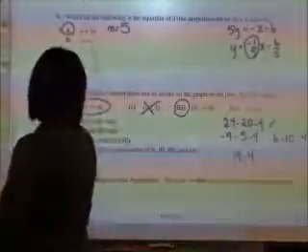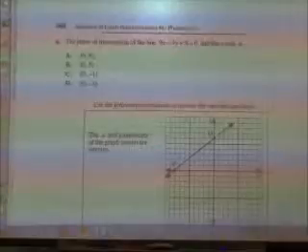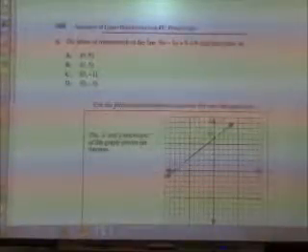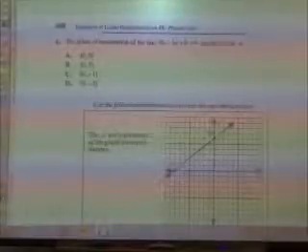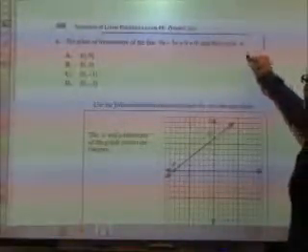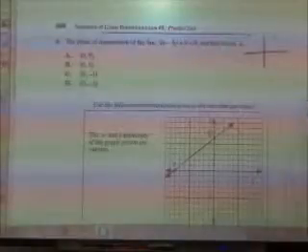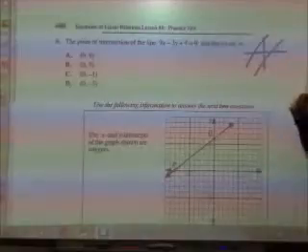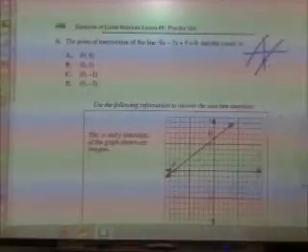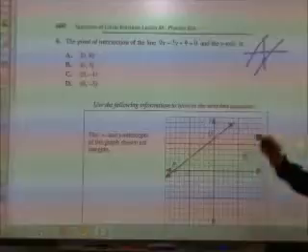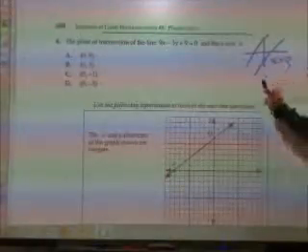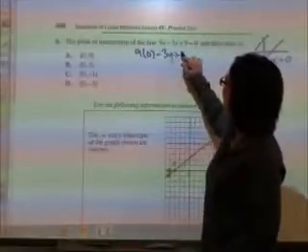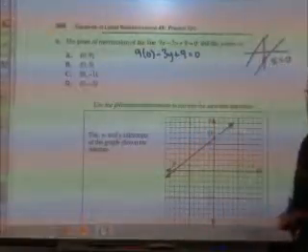Okay, so if I look at question number 6, the point of intersection of the line 9x minus 3y plus 9 equals 0, and the y-axis is. So if this line crosses the y-axis, and it doesn't matter where, it could be here, it could be here, what can you tell me about the value of x? X will be equal to 0. So if I substitute 0 in for x, I will get my value of y.